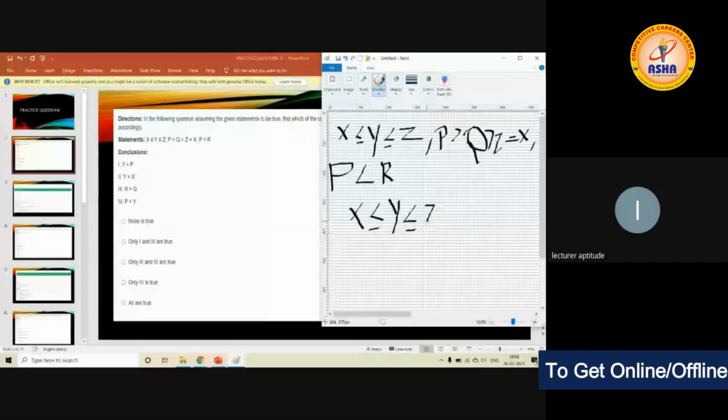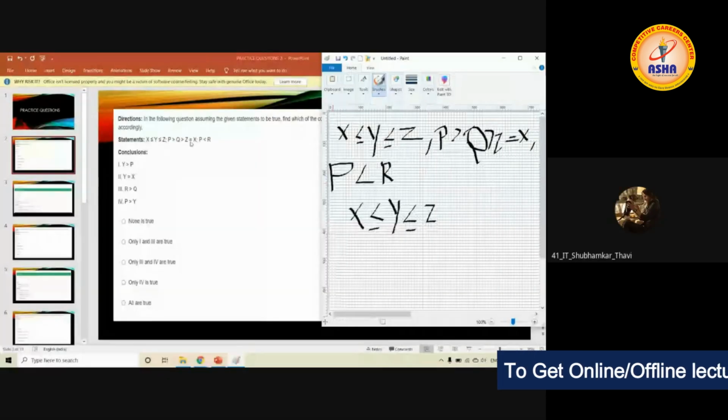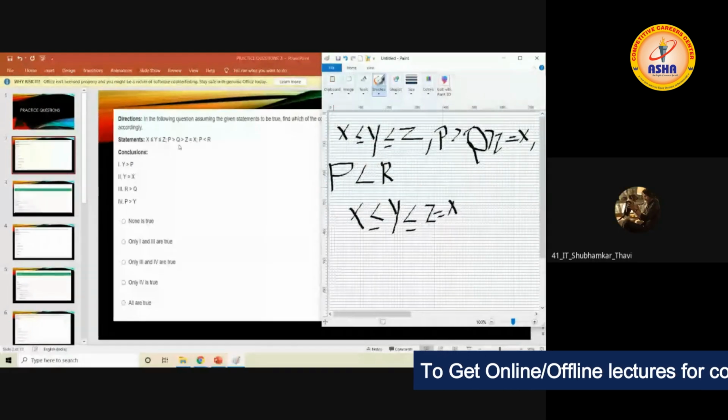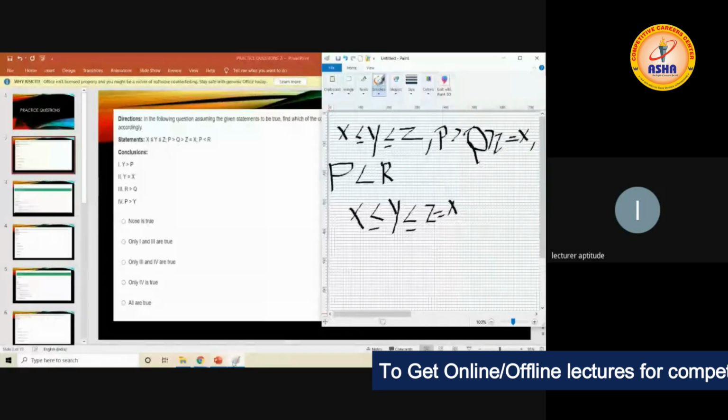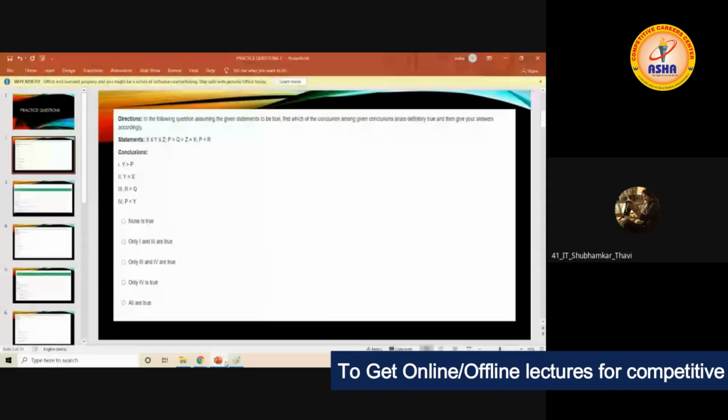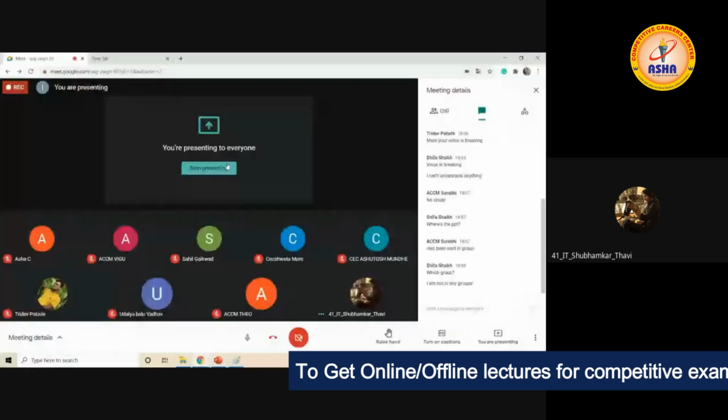Z is given as equal to x. Ma'am, what are you presenting, the PPT? Hello. Okay. Yes, okay ma'am. Actually, it was not showing, that's why I asked. Now it is visible.